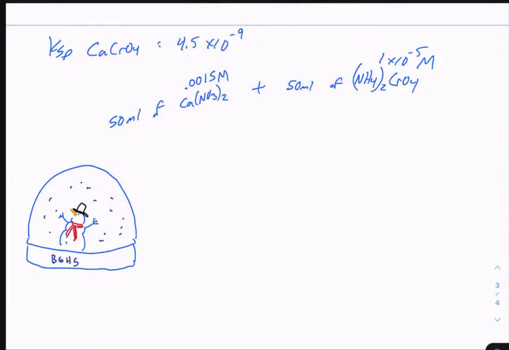This one was a closer call than the other ones. All right, hopefully you got a Q that was pretty close to K. Did everybody see that? So what do we think? 3.75 times 10 to the negative 9. Which means it goes right to no precipitation. No precipitate, yes. Okay, let's work it out.